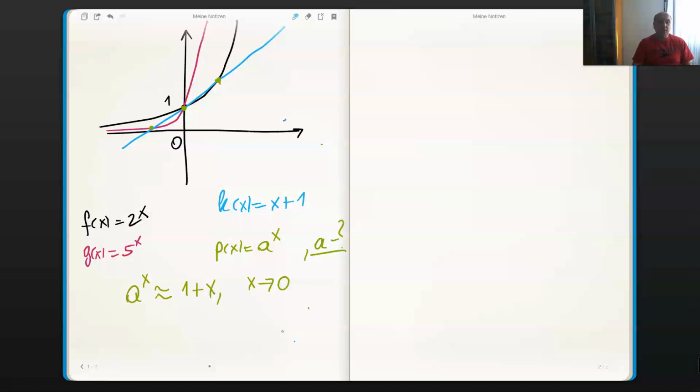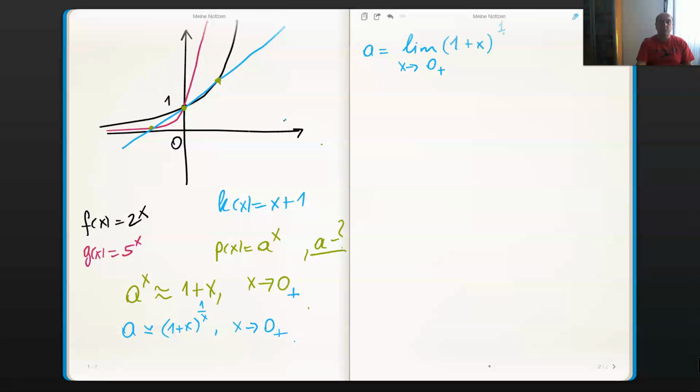So let us try to figure it out. And since we're talking about limits, it doesn't matter from which side we're coming in this situation. It doesn't matter whether x is coming from the left-hand side approaching 0 or from the right-hand side. It should be approaching 0 somehow. So let's say x is running towards 0 from the right-hand side. So that means if x is very small and positive, a is roughly 1 plus x to the power of 1 divided by x. That means a can be written as the limit x towards 0 from the positive side of 1 plus x to the power of 1 divided by x.